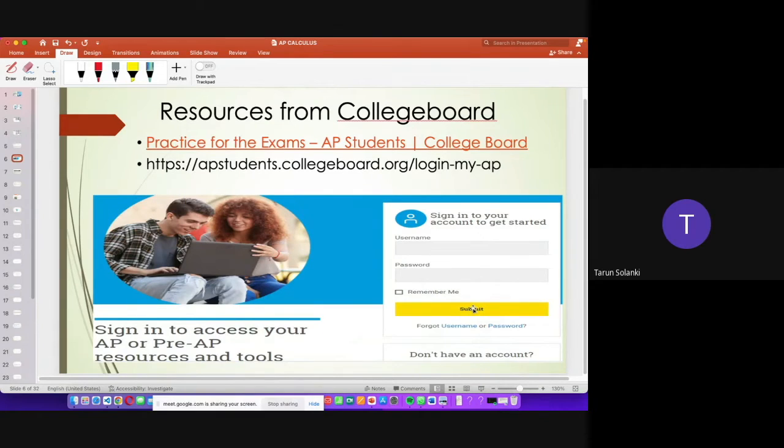Next, resources from College Board. You can practice the exams, which is from the College Board side. You can sign in and you will get all the details there, with how they are updating. This is the site which is given here. You can make your account, log in and check out the site.